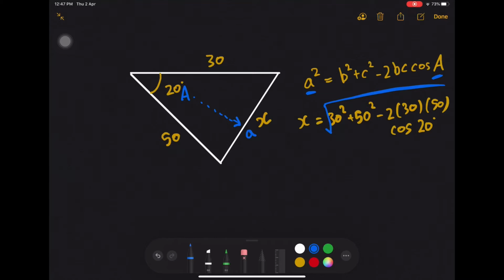Okay, now what if there's another type of question involving cosine rule? We're going to use the same formula. Okay, I'm going to erase this away.